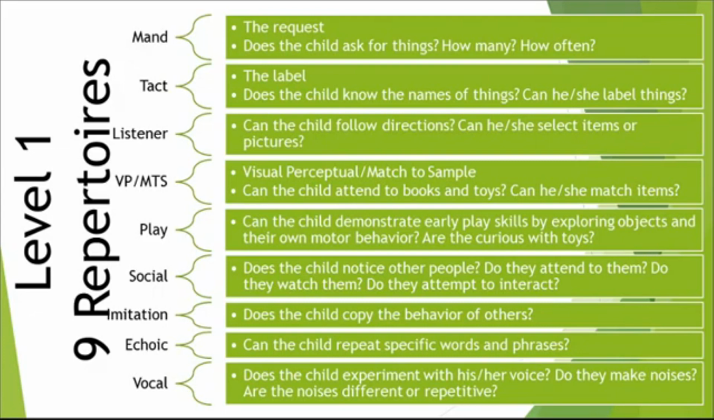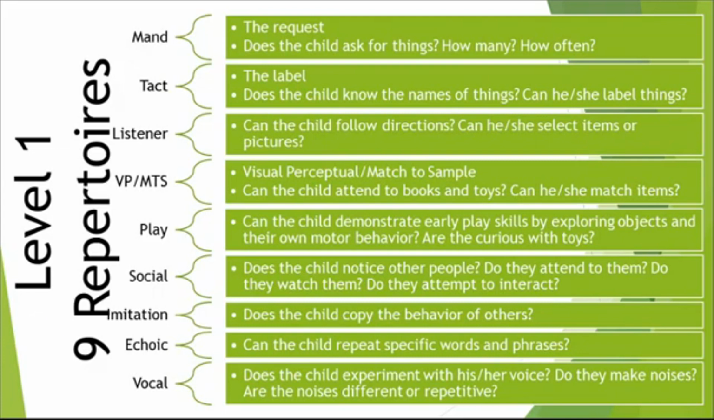Can he or she label things? The third is the listener skills. Can he follow directions? Can he or she select items or pictures when asked to do so? The next is abbreviated as VP-MTS, which stands for visual perceptual and match-to-sample skills.